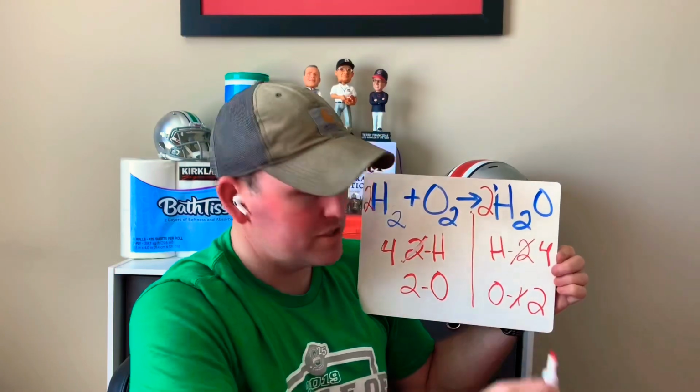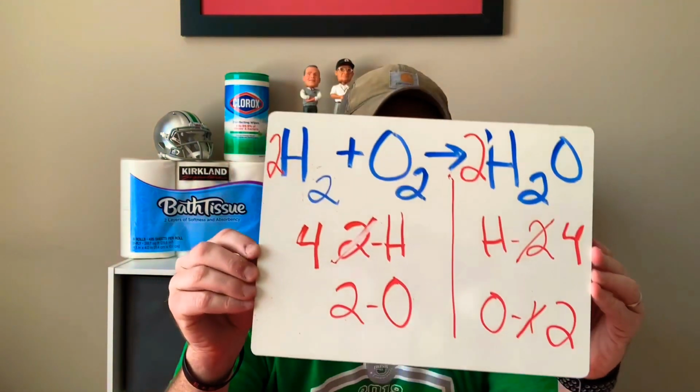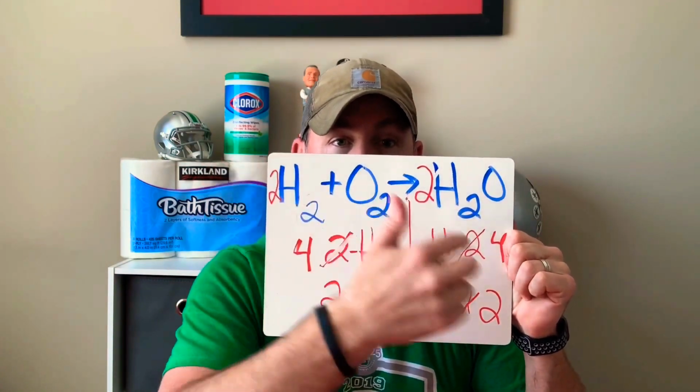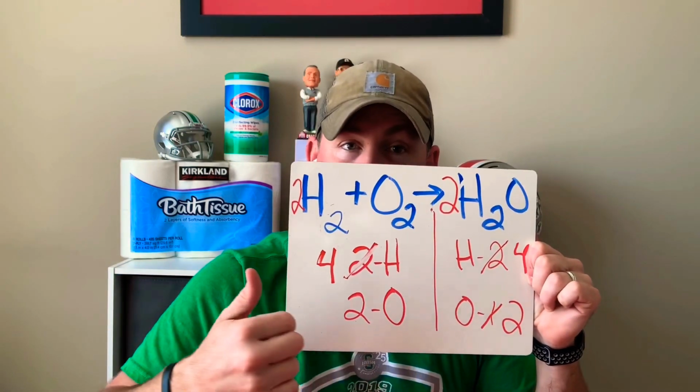I have 2 oxygens in my products. So there you go. That's how you balance an equation very simply. You add coefficients in front, okay, to make all of these atoms balance out.